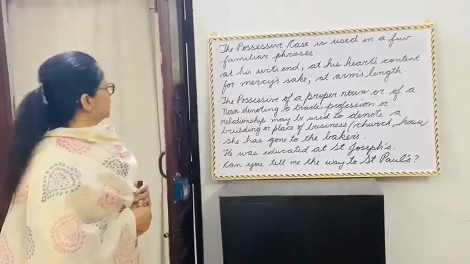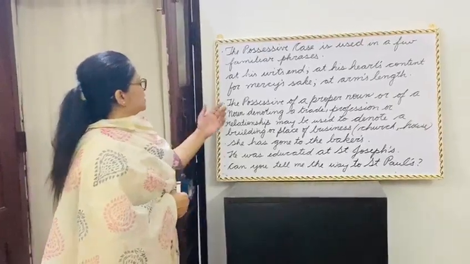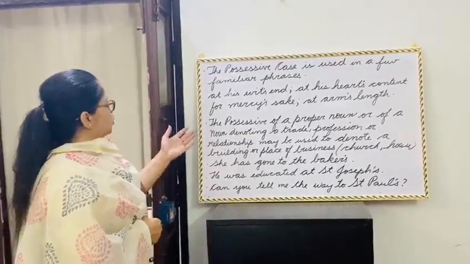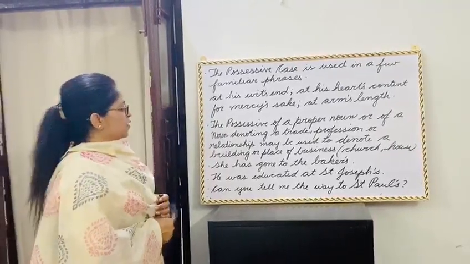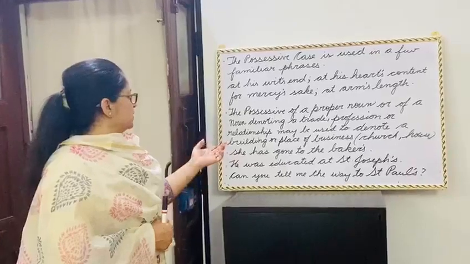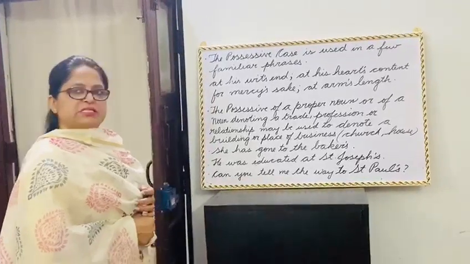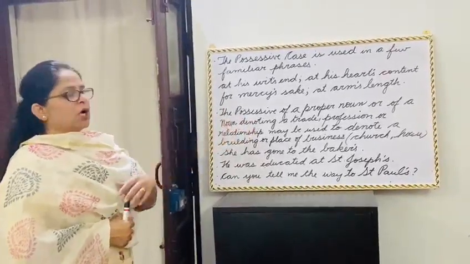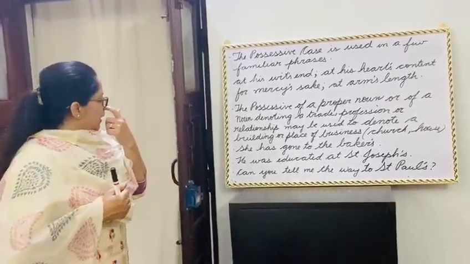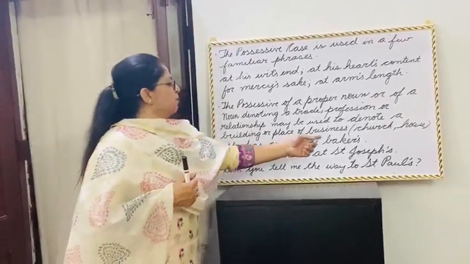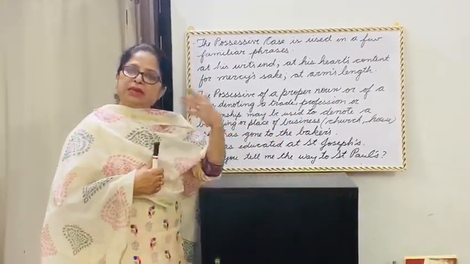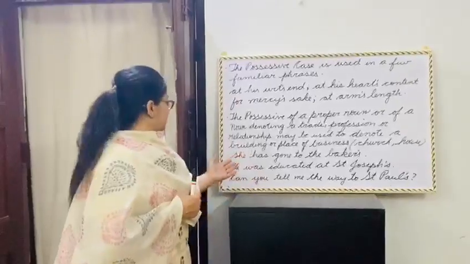The next one and the last one. The possessive of a proper noun or of a noun denoting a trade, profession or relationship may be used to denote a building or place of business. For example, church, house, etc. I've written a few examples here, children. She has gone to the baker's. Here, by saying baker's, what do we mean? Baker's shop.